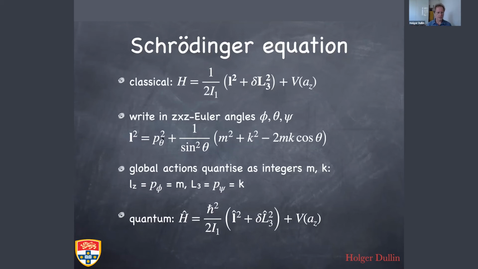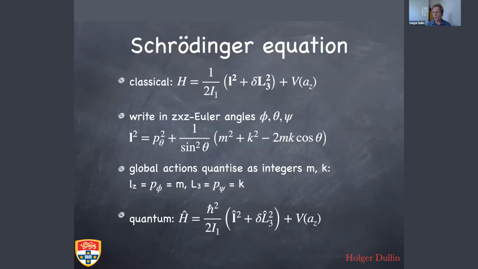You end up with this expression for L squared. That's the essential term in our kinetic energy. And I have already here replaced my canonical momenta p phi and p psi by integers, and I'll call them m and k. Why is that so? I already showed you that these quantities are action variables. They are generating, as Hamiltonians, periodic flows with period 2 pi.